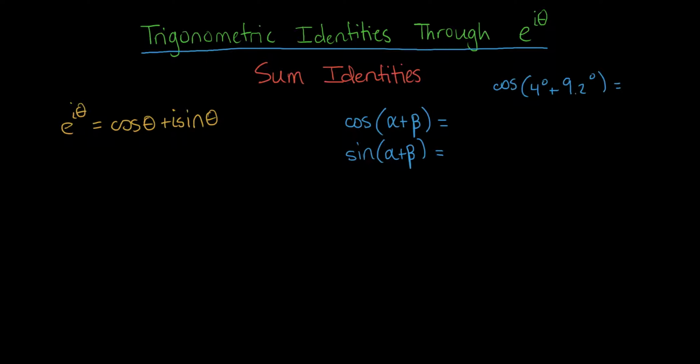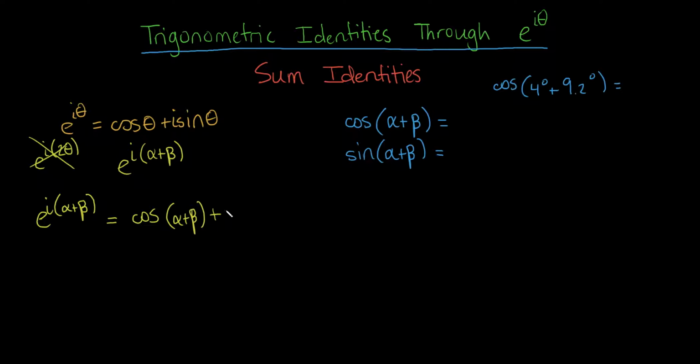Because in the last video, where we substituted in e to the i 2 theta, this time we're not going to do that. We're going to substitute in e to the i, and maybe you can guess it, alpha plus beta as our theta. Well, okay, right off the bat, we're going to do the same step. This e to the i alpha plus beta is indeed going to equal the cosine of alpha plus beta plus the i sine of alpha plus beta.